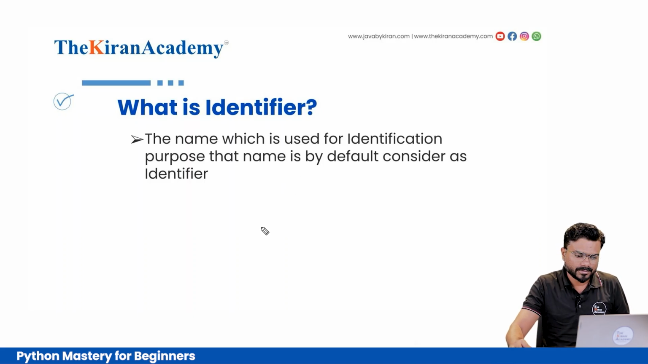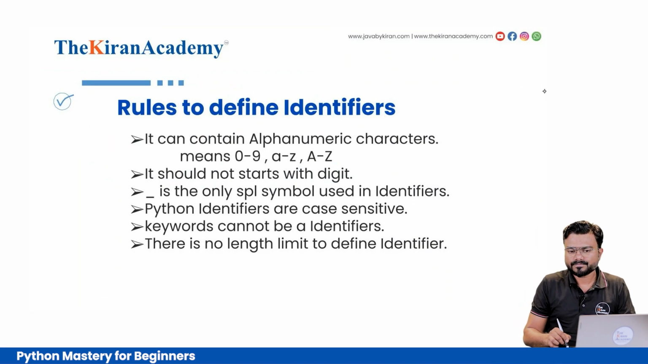So what are those rules? The first rule is the name of an identifier contains alphanumeric characters. So what does alphanumeric mean? Alpha means alphabets. So we have capital A to Z alphabets, and we have small a to z alphabets. So we can use all the alphabets to define identifiers, as well as numbers also. From 0 to 9, any number we can use.